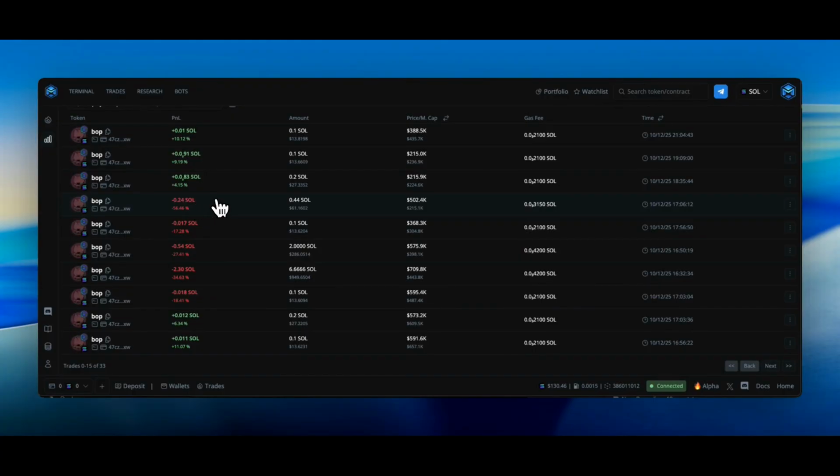This kind of analysis is extremely powerful. It helps you understand why a token performed badly and, more importantly, how to improve your bot settings so the same thing doesn't happen again.